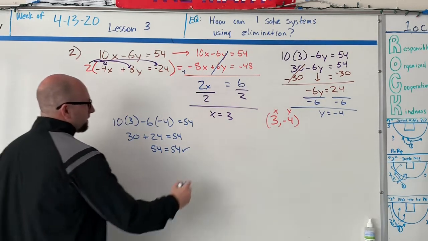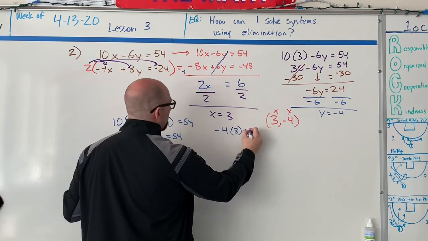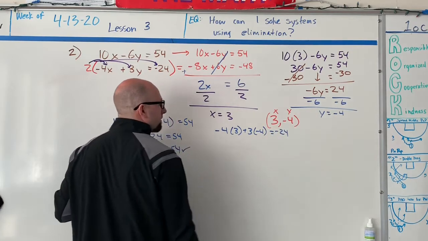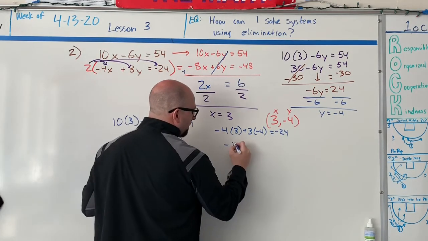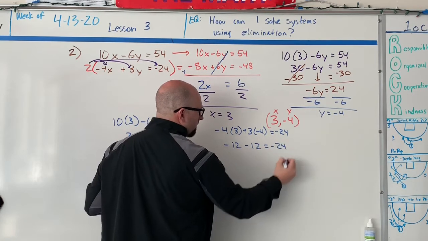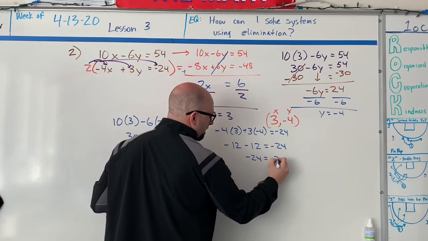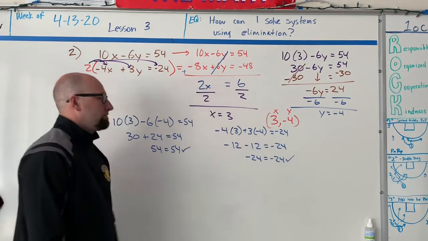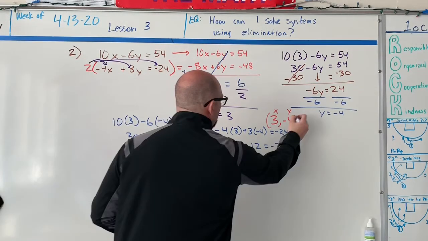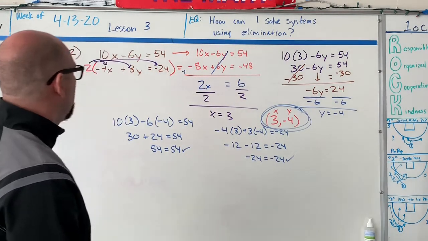Now we'll take the second one. Negative 4 times 3 plus 3 times negative 4 equals negative 24. Negative 4 times 3 is negative 12. 3 times negative 4, negative 12. Negative 12 minus 12 is negative 24. Done. Golden. So that is your solution. I know it's a lot of work, but we're getting there.